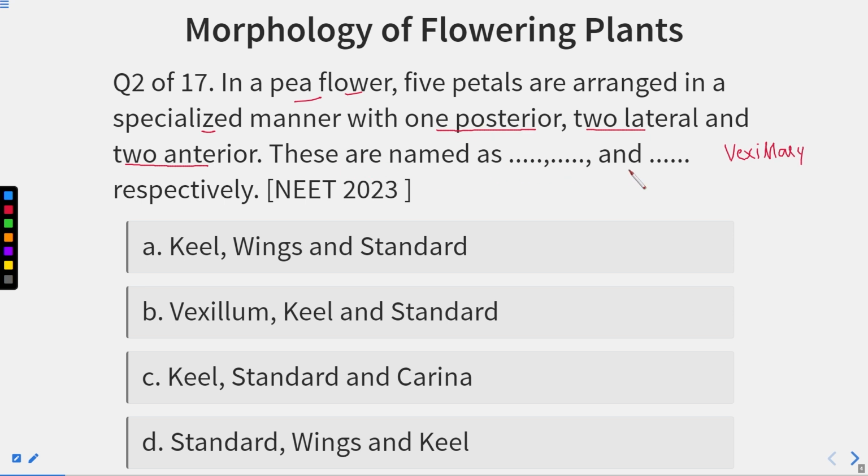Now, these are named as they are asking. Okay, they have given you the blanks. We have to fill in the blanks. These are the options. Okay, so correct answer should be: one posterior large petal is the standard petal. Then we have two lateral petals known as wings. Alright, and then we have two anterior petals known as keel. Okay, so this is one large posterior petal, P for posterior. These are the lateral petals, and then we have the anterior petals. I'm writing A for anterior petals. So option D is the correct answer.